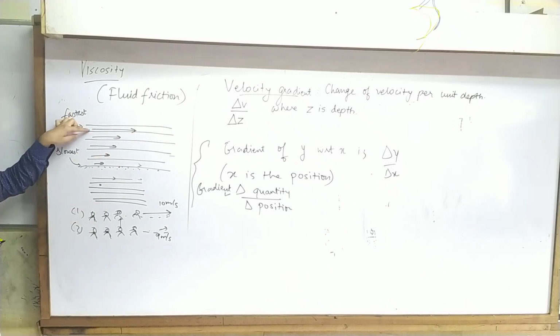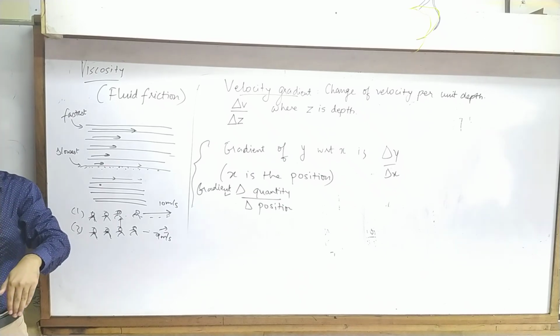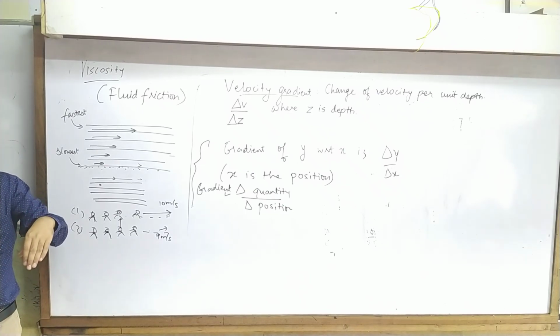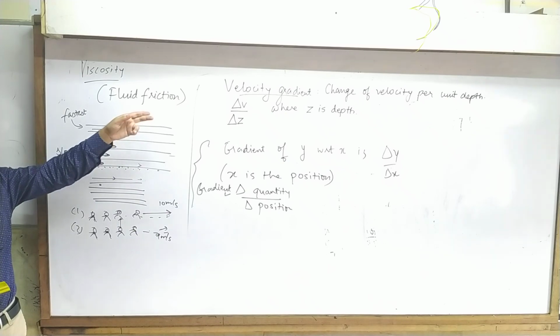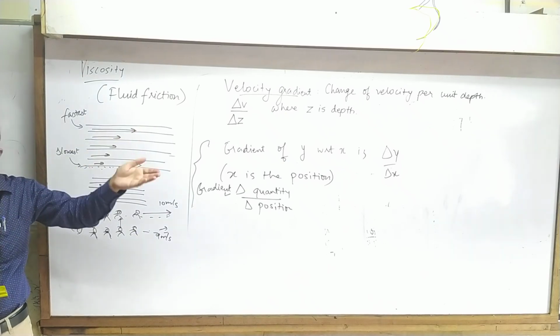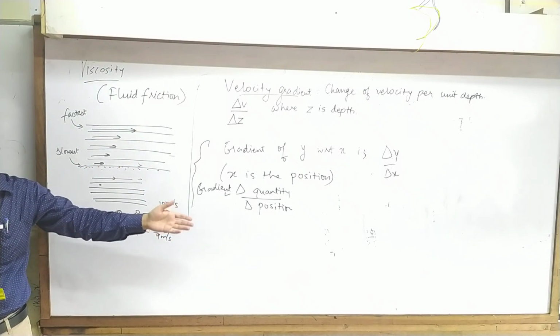What does that mean? The uppermost is fastest, then a little bit less, a little bit less, a little bit less. So read that: change of velocity per depth. The deeper you go, the less the velocity picks up. So that's why we write it per unit depth instead of per unit length or per unit distance.